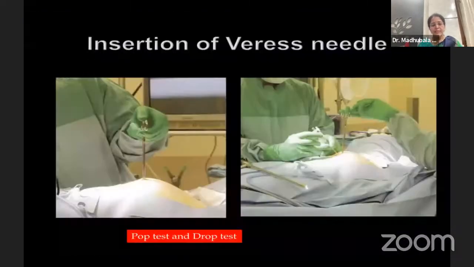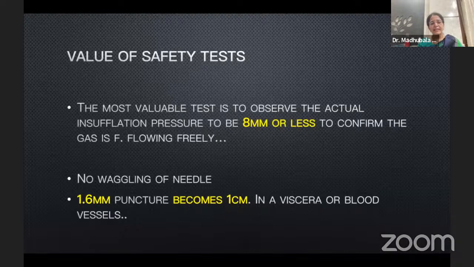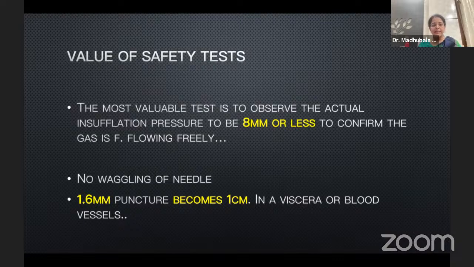For insertion of the Veress needle, people still use the pop test and drop test, and the lateral needle swing is seen when it is not inside the peritoneum. The arc is too much because it doesn't have resistance from the tissues. When the tip is inside the peritoneum, the tissues give resistance, so there is a smaller arc. But whatever said and done, the most valuable test is to observe the actual insufflation pressure to be 8 millimeters or less, and the gas flowing freely.